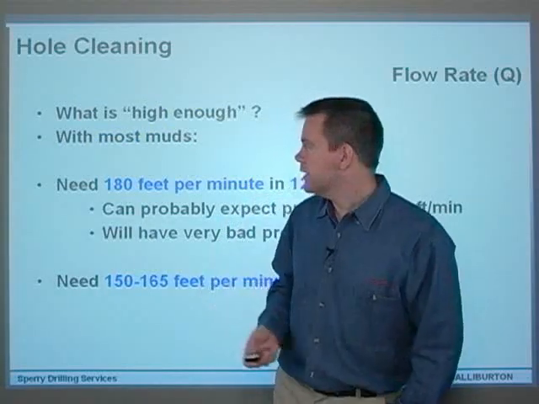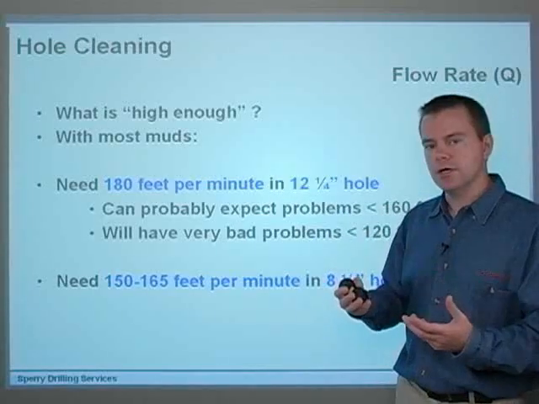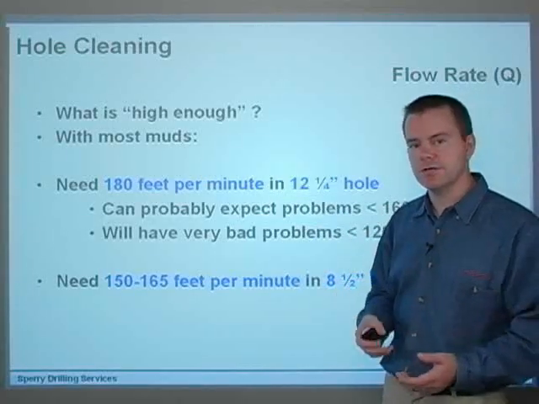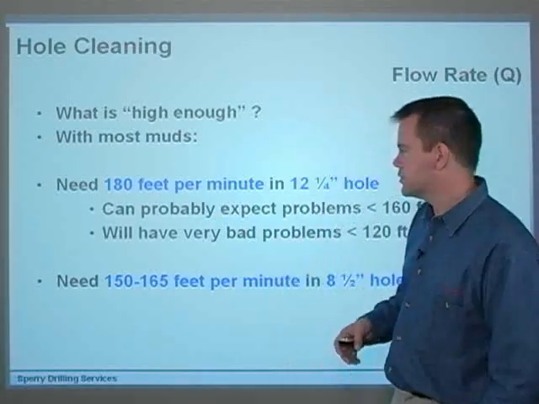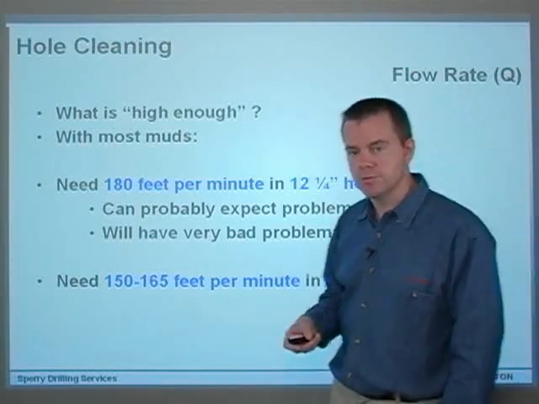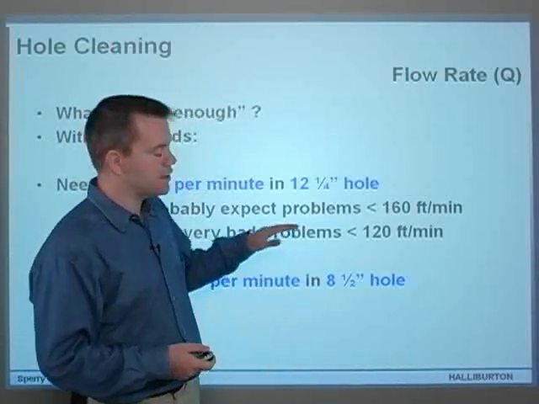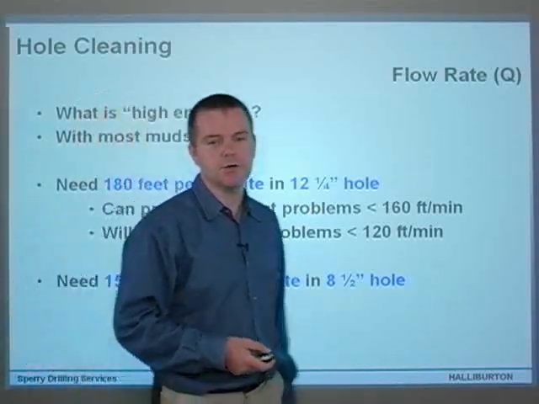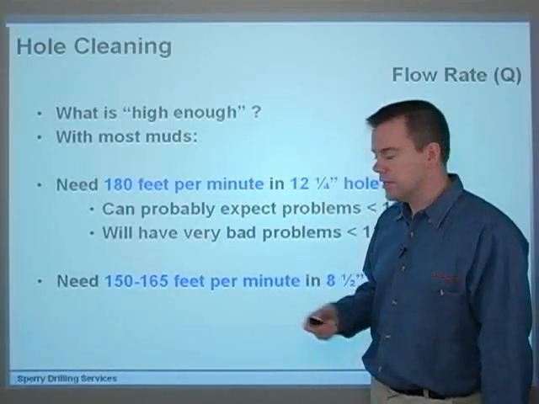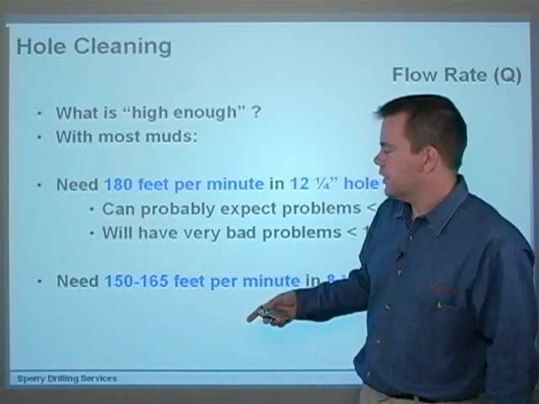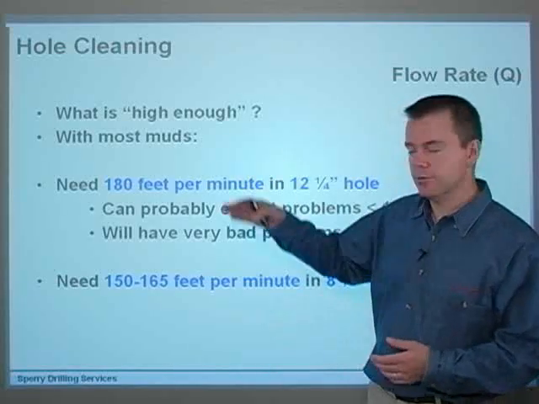Now, what is high enough? With most muds, and I stress here muds, as in fluids with viscosifiers and weighting material added, we need about 180 feet per minute in 12¼ inch hole. We can probably expect problems if it's less than 160 feet per minute as an annular velocity, and we will almost certainly have bad problems at less than 120 feet per minute in the annulus. In an 8½ inch hole, we need somewhere between 150 and 165 feet per minute. These are rules of thumb, and as I say, they're with mud.